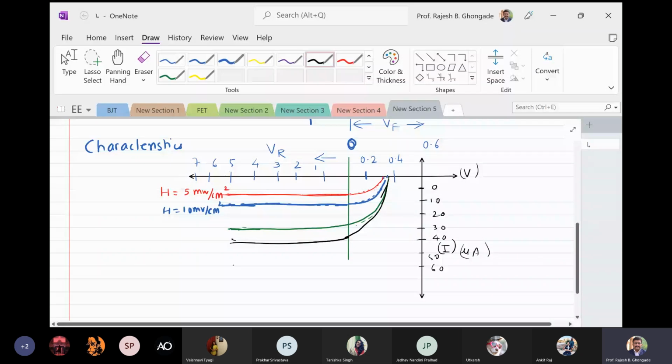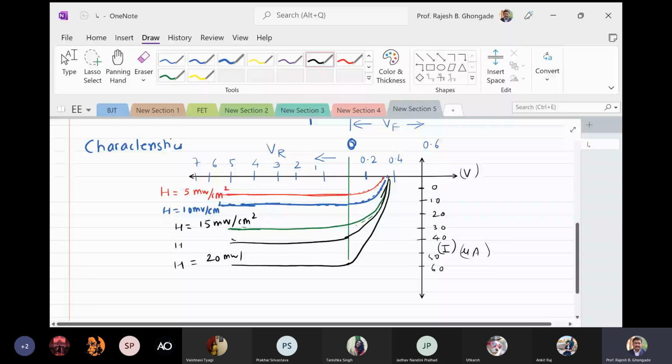So it increases like this. So these are the characteristics. So for different values, H as let us say 15 milliwatt per centimeter square. This is H. I mean it goes on increasing. So this is H, let us say 20 milliwatts per centimeter square.